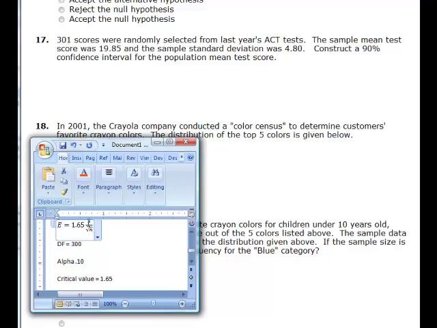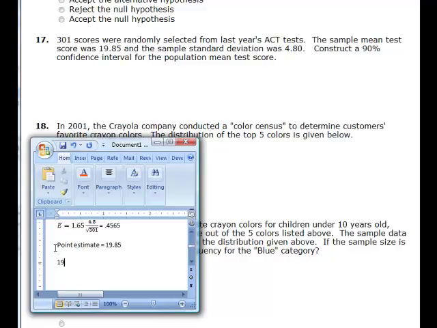Our sample standard deviation was 4.8, and n was 301. And that gives us a margin of error of 0.4565. Now our point estimate is the sample mean test score, which was the 19.85.